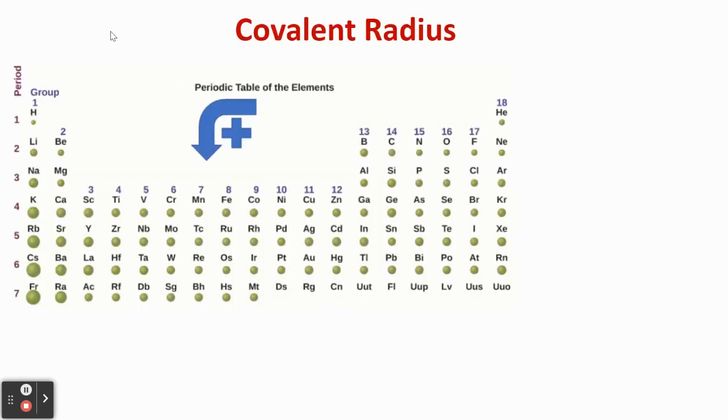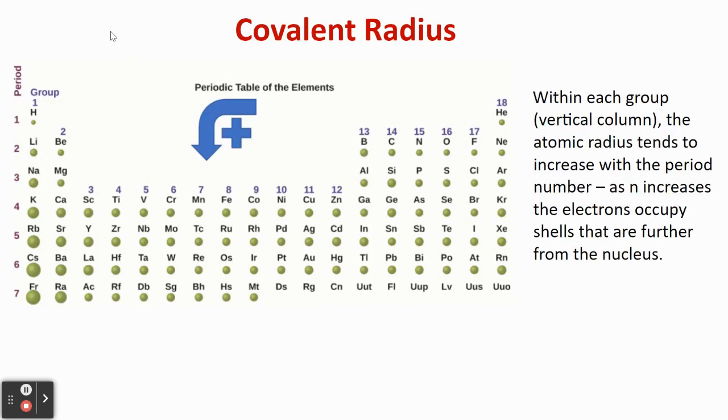Now, there is a trend on the periodic table with respect to covalent radius. As we go down a column, down a group on the periodic table, the covalent radius increases. The reason for that is as we increase n, our principal quantum number, we're adding more and more energy levels, and the electrons are going to be farther and farther away from the nucleus.